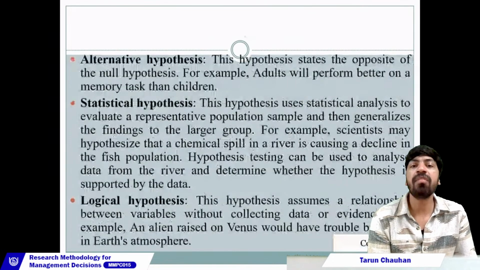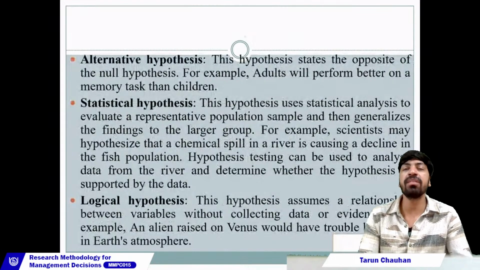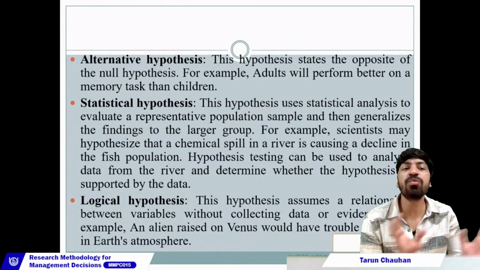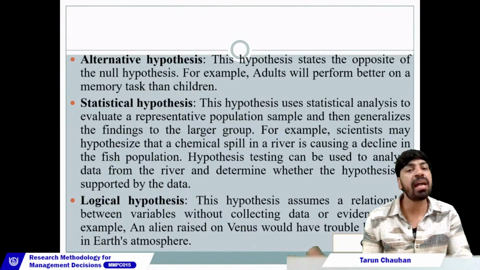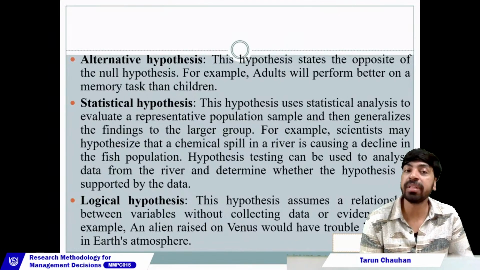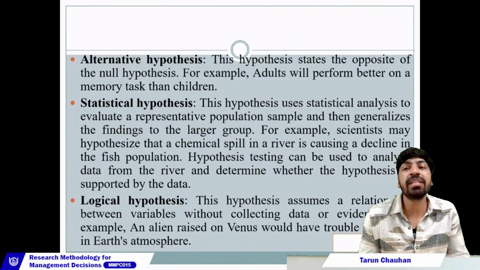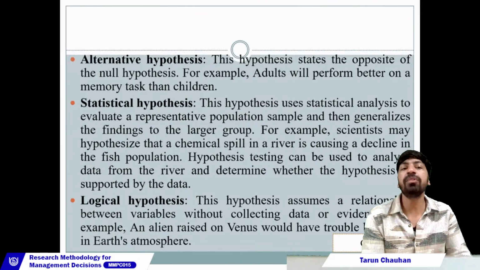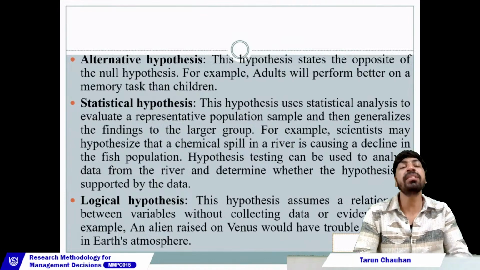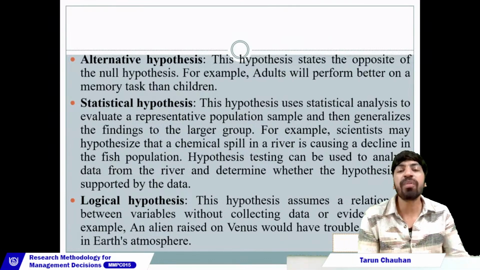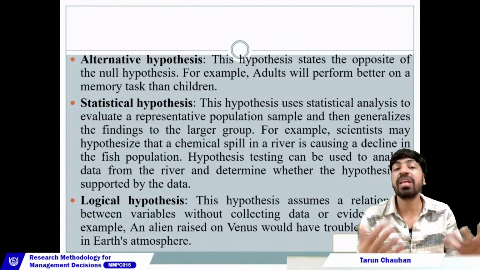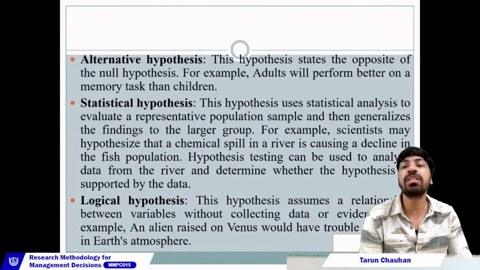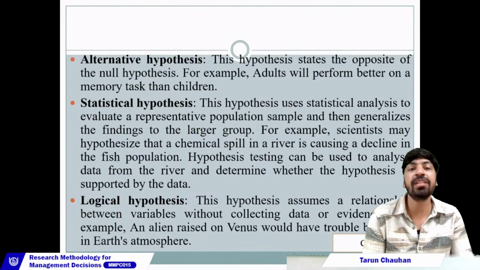Another type of hypothesis is the alternate hypothesis, which is the very opposite of the null hypothesis. If I say there is no relationship between the family expenditure and the income, then under the alternative hypothesis, I could say there is a relationship between the family expenditure and the income. Such a hypothesis always shows that there is a relationship between two or more variables. Let's take another example: adults will perform better on a memory task than children.